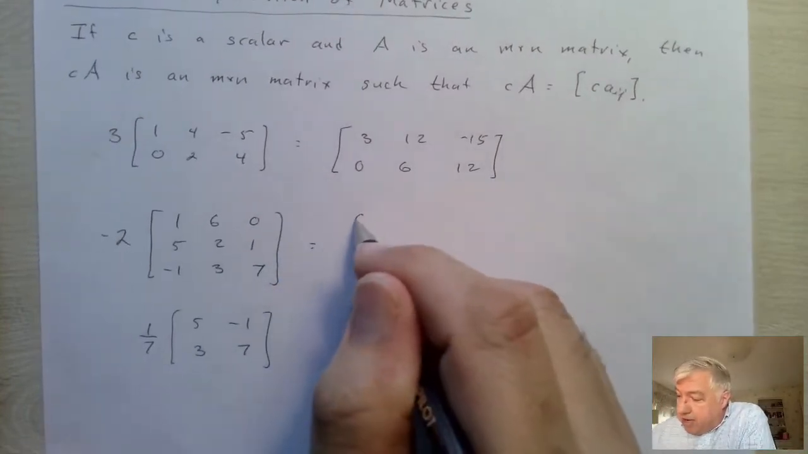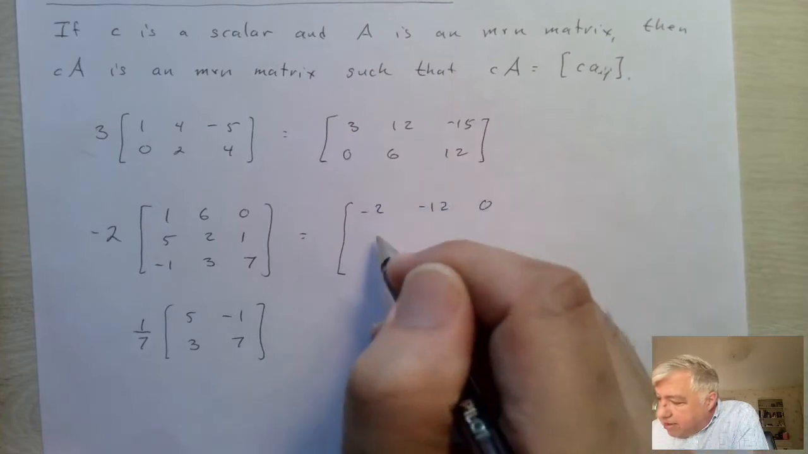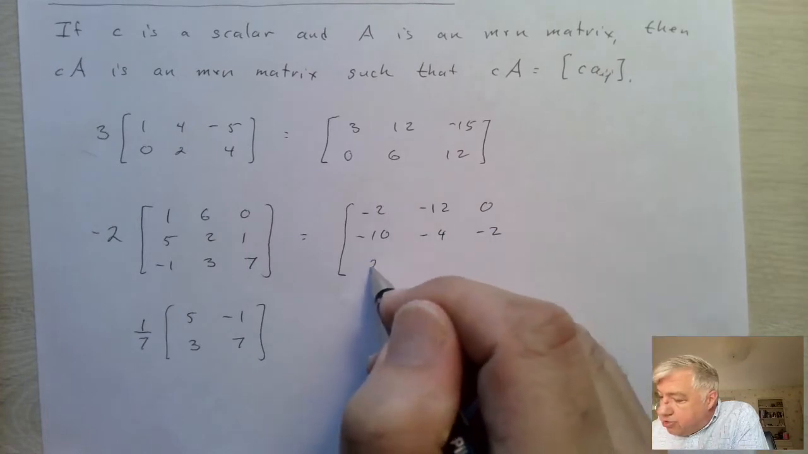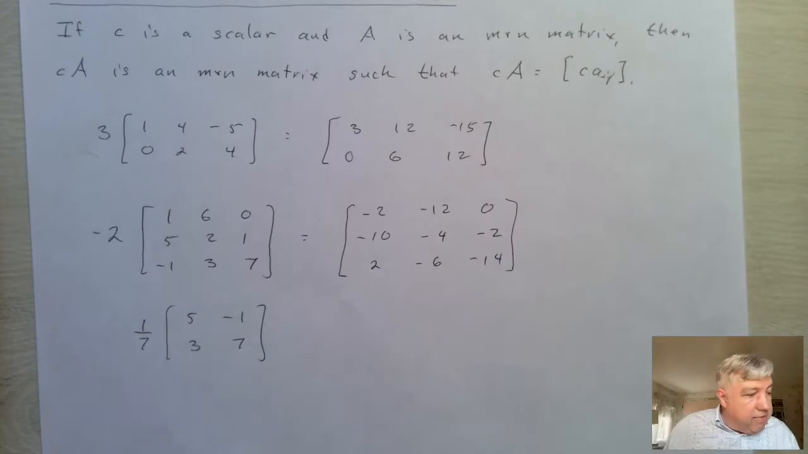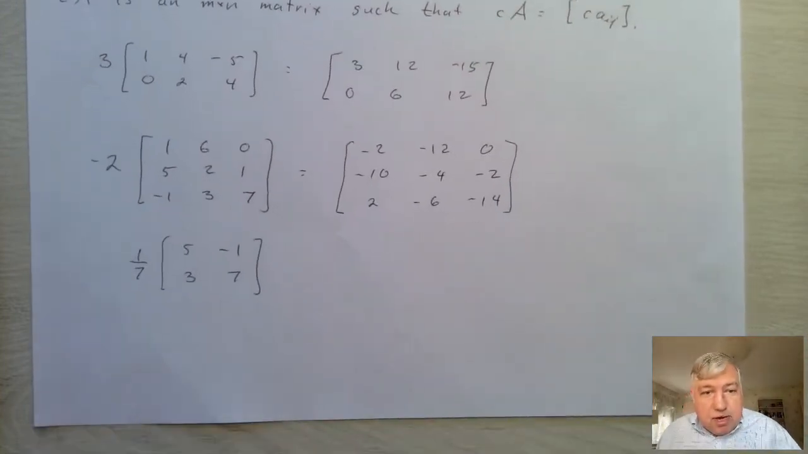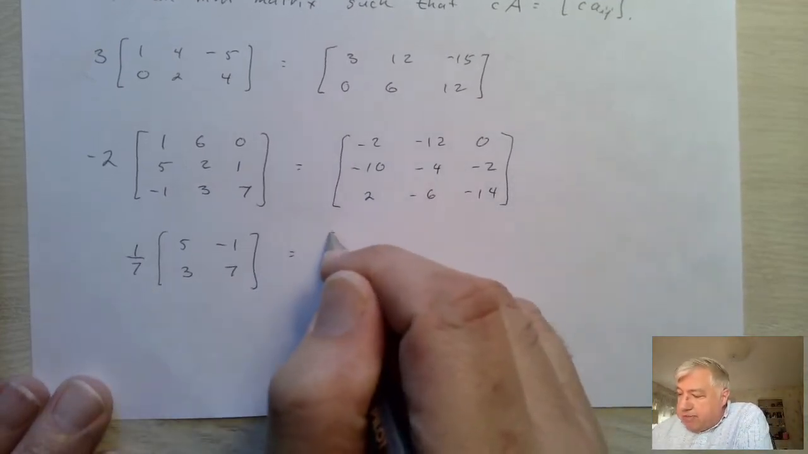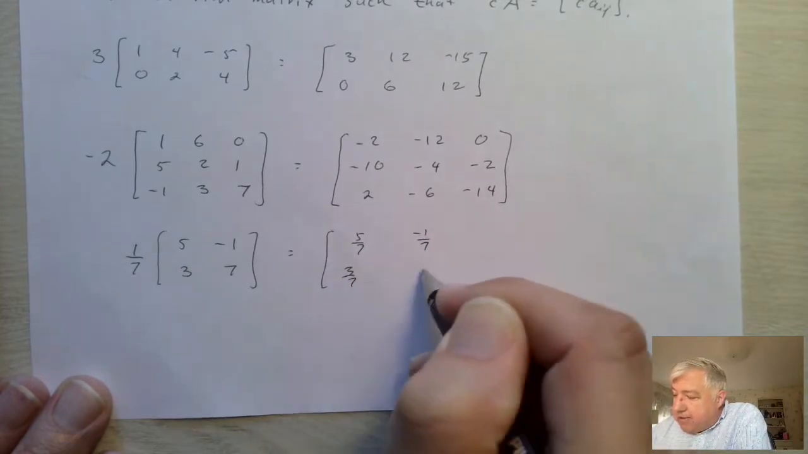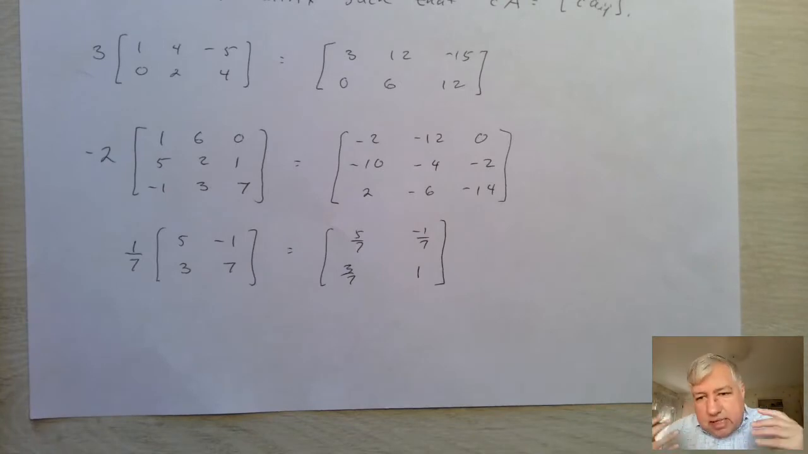For this matrix, you multiply everything by negative 2, so you get negative 2, negative 12, 0, negative 10, negative 4, negative 2, 2, negative 6, and negative 14. Okay. If I haven't made any arithmetic mistakes, which I often do. Scalars can of course be fractions as well, so this would be 5/7, negative 1/7, 3/7, and 7/7, which is 1. All right, so that's scalar multiplication of matrices.